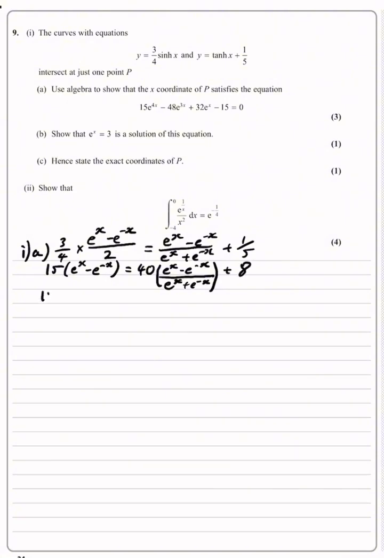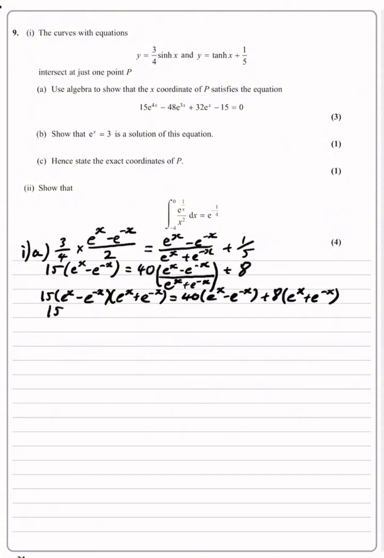Next step, multiply by e to the x plus e to the minus x to eradicate fractions completely. So we've got 15 lots of e to the x minus e to the minus x, times by e to the x plus e to the minus x. That's going to be equal to 40 lots of e to the x minus e to the minus x, plus 8 lots of e to the x plus e to the minus x.